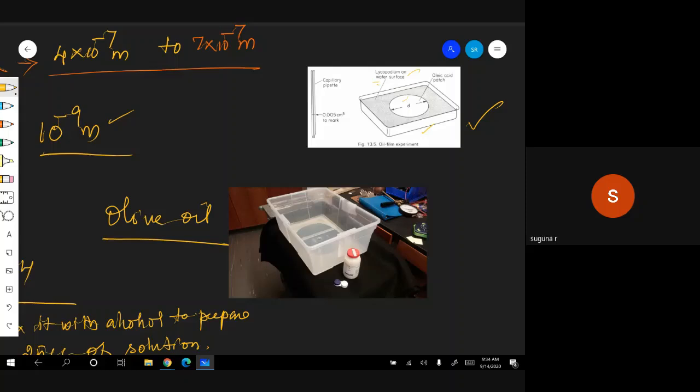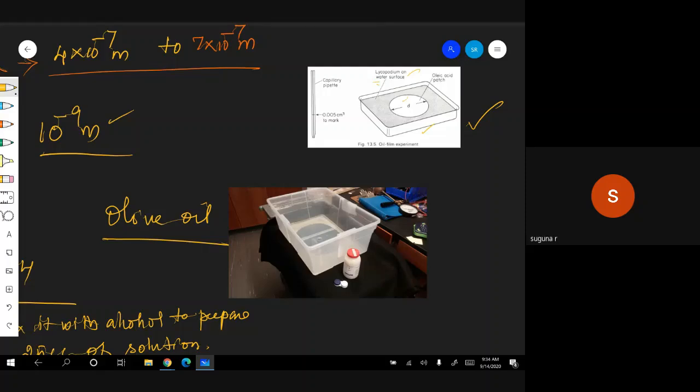Now if you leave it for some time, what happens? The alcohol evaporates immediately, within no time. Once it evaporates, what is left over in the film? Only oleic acid. Are you following? So this much you have to take. Only an oleic acid layer is left on the water surface.